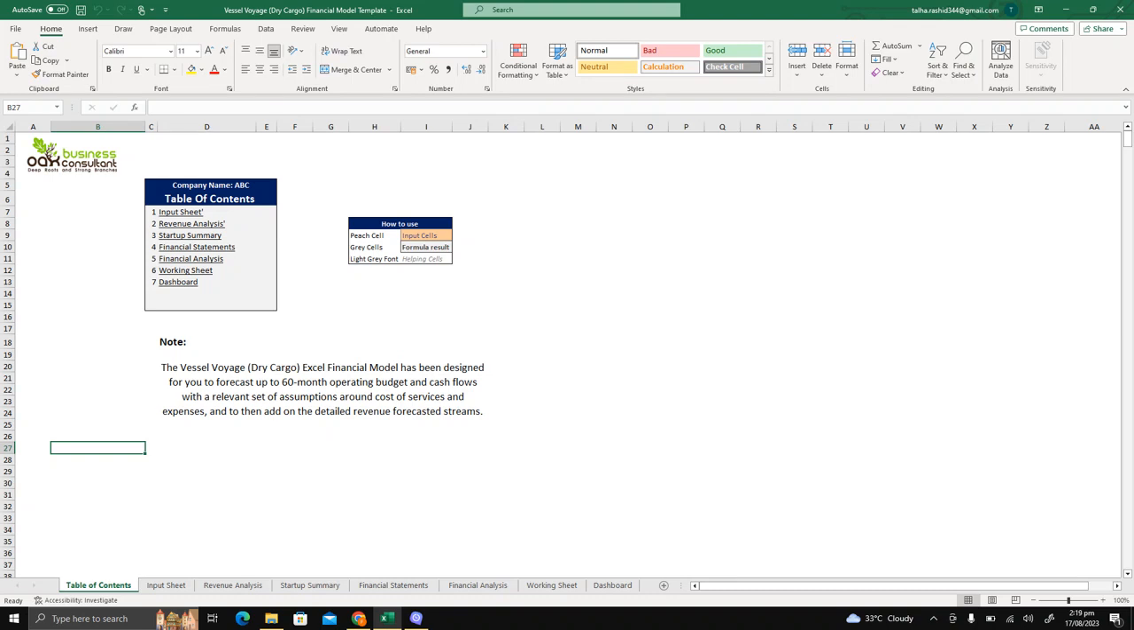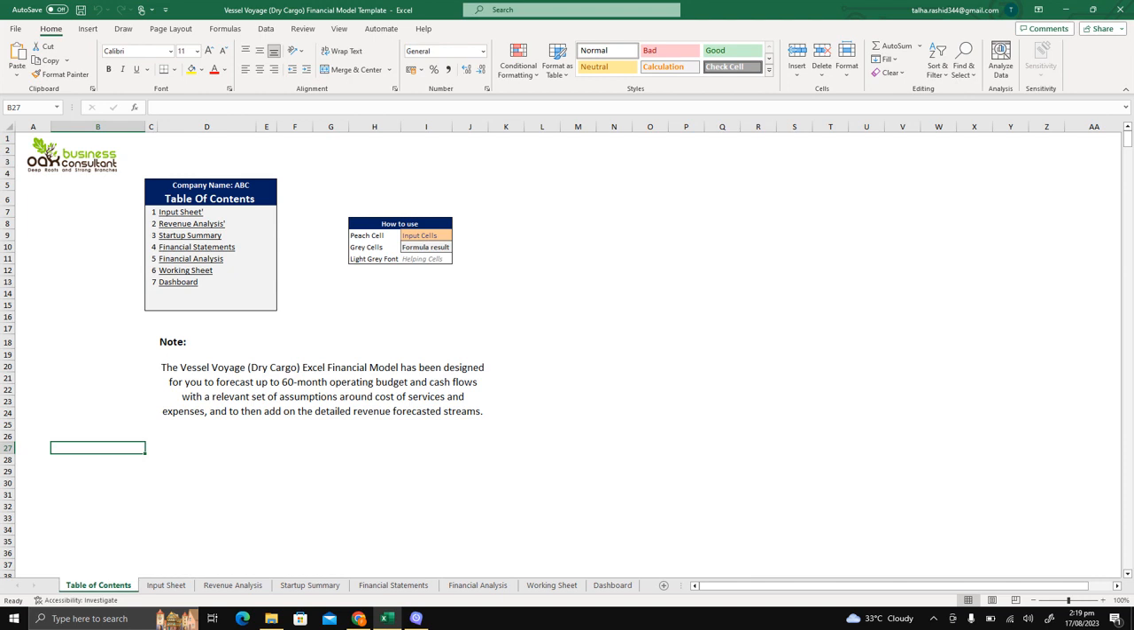Today we have brought you another financial model. This one is the Vessel Voyage Dry Cargo Financial Model Template. It is based on 60-month assumptions of operating budget and cash flows, and it includes the relevant detailed revenue forecasted stream.